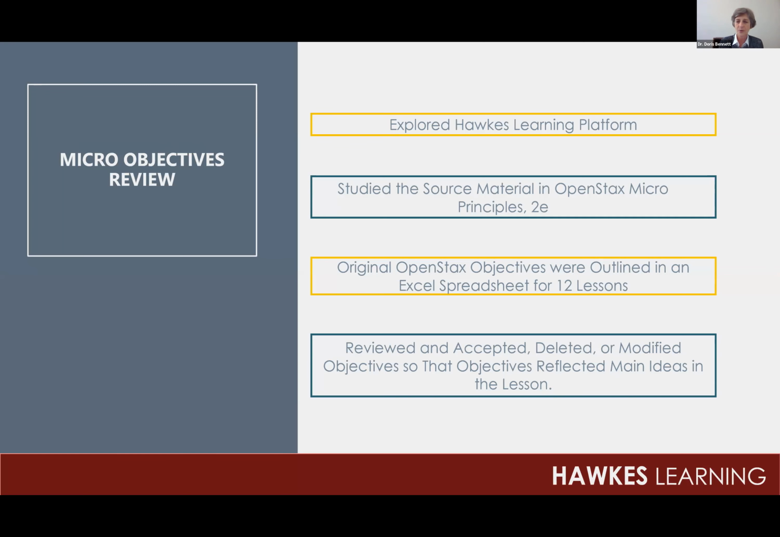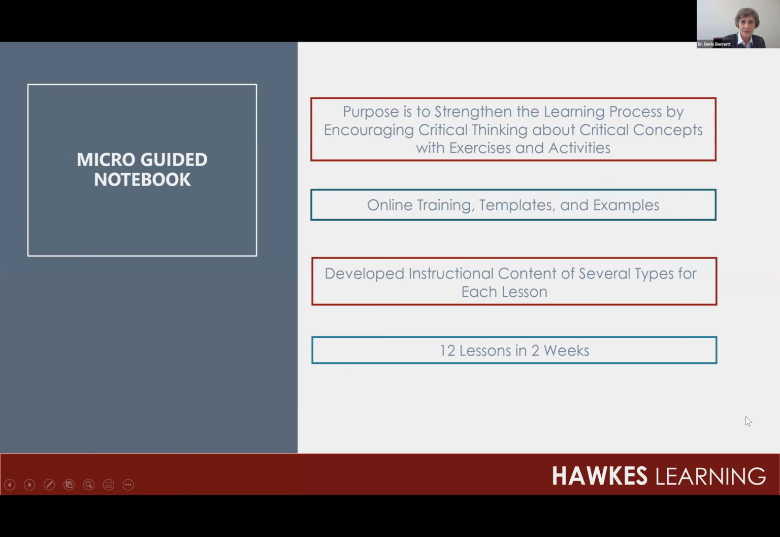For example, maybe the OpenStax objective simply stated supply and demand, and that was a lesson where we're learning to find the equilibrium. Supply and demand is really not a goal, it's a topic. So the goal would be modified to say, given demand and supply, find the equilibrium price and quantity. I did that for 12 lessons. Then my next project was the micro guided notebook.